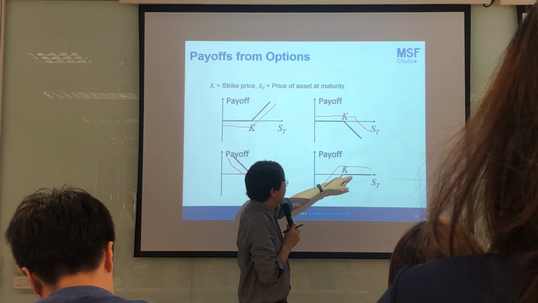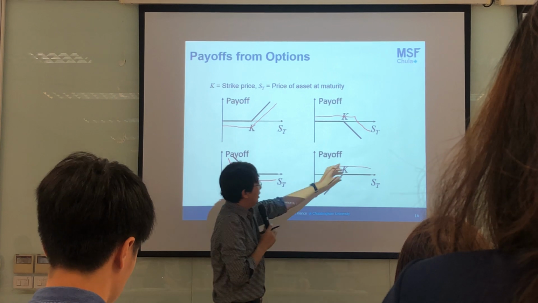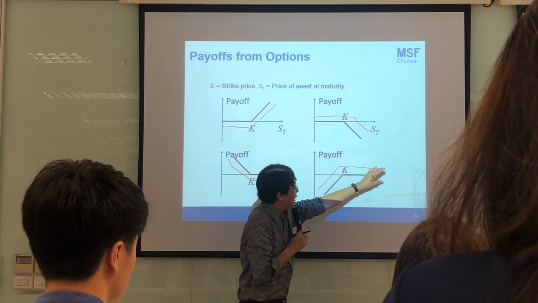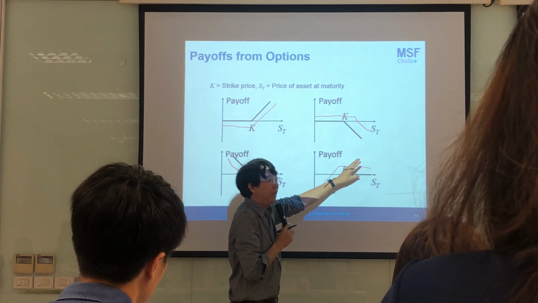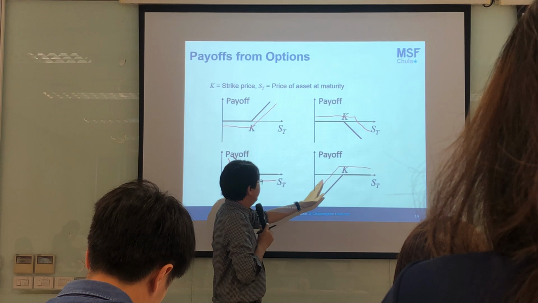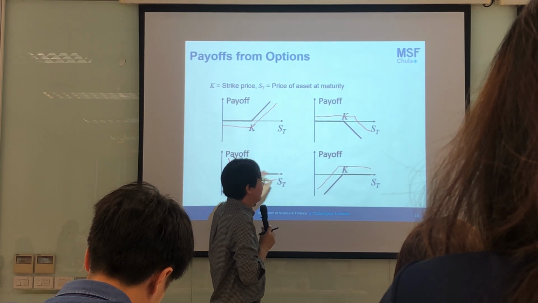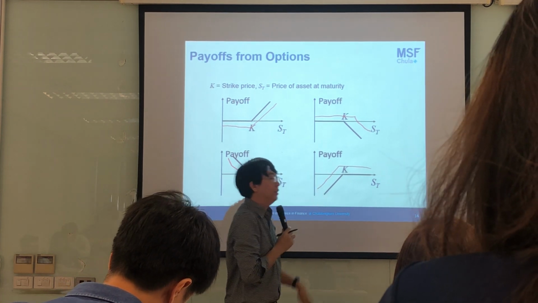This graph is for the put option writer. You get the premium for issuing the put option. If the stock price increases, you keep the premium, with no exercise. But when the stock price decreases, the option holder will exercise, and then you may lose.